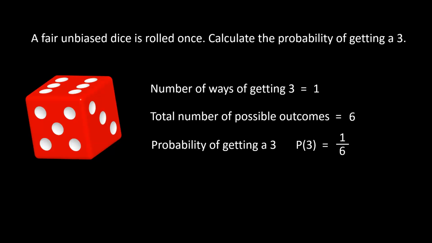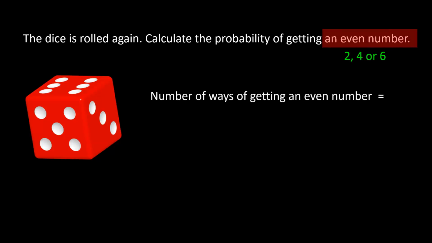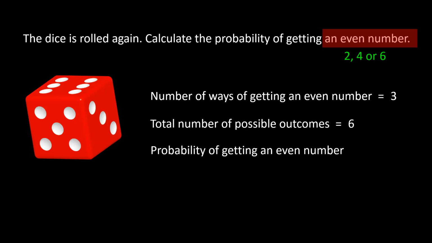Okay, let's have something new then, shall we? What's the probability of getting an even number? Alright, even number, so that could be 2, 4 or 6. Number of ways of getting an even number is 3 of them. Total number of possible outcomes, 6. So what's the probability of getting an even number? 3/6. Okay, we could cancel that to a half, but we don't have to.